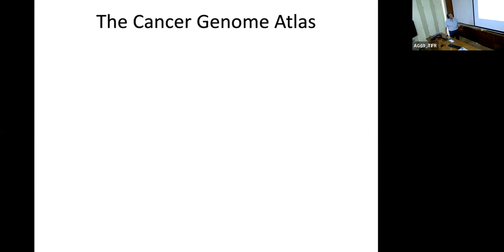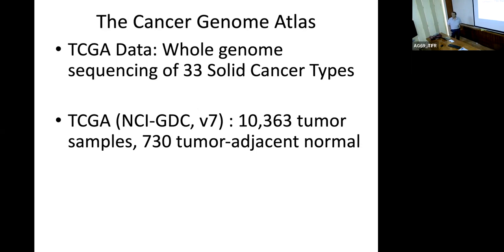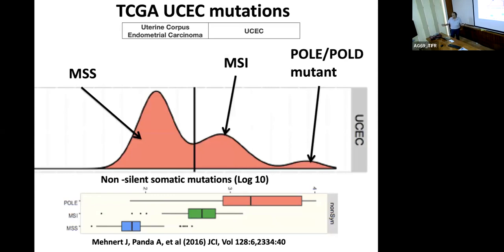there is a whole database that has thousands of tumors, and he looked through this database, and they have a lot of endometrial tumors. So he made a very simple plot: the total number of mutations, the distribution of number of mutations. The x-axis is mutations, the y-axis is how many patients have that mutation, any mutation. And you can see that it's trimodal.